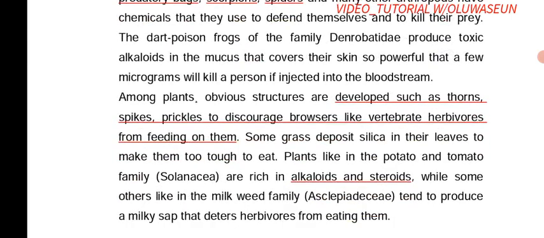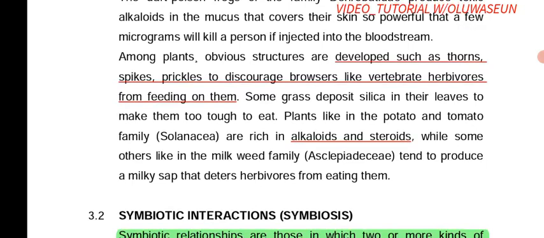Now let's talk about plants. Plants use thorns, spikes, and prickles to discourage browsers like vertebrate herbivores from feeding on them. Also, some plants like potatoes and tomatoes are rich in alkaloids and steroids, while others, like those in the milkweed family, tend to produce a milky sap that deters herbivores from eating them.